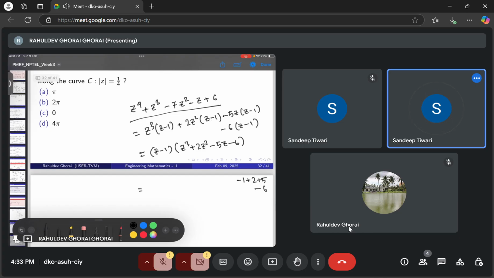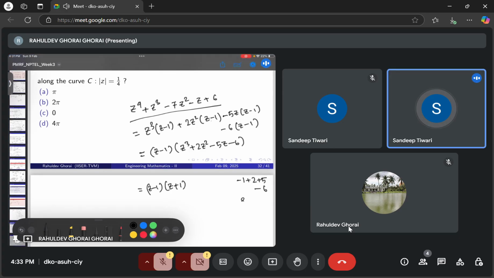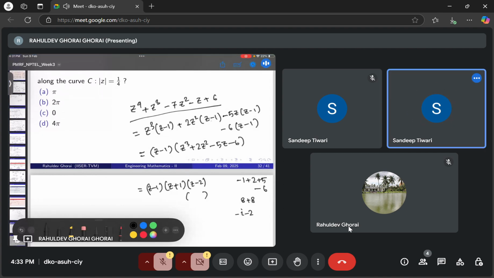Yes, sir. Then z minus 1, z plus 1. You are telling 2 is also a root. Yes, sir. 8, 4, 8. Yeah, 2 is also a root, so z minus 2. Then one more root you need to find out. So that will be something like, let's check i or minus i. No, sir.